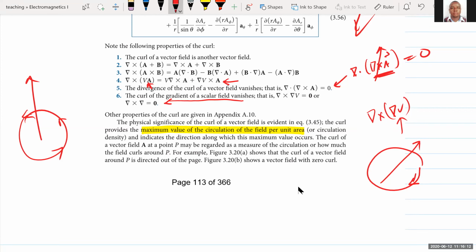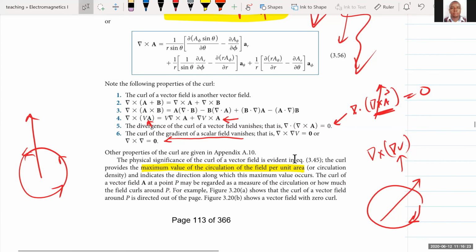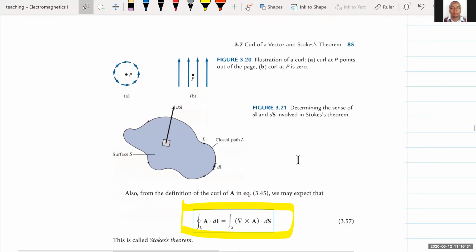And I trust that the video that I have alluded to in our Google Classroom should be able to assist you see those points. Figure 320 shows that the curl of a vector field around P is directed out of the figure. That is figure 320A. Figure 320A should be here.